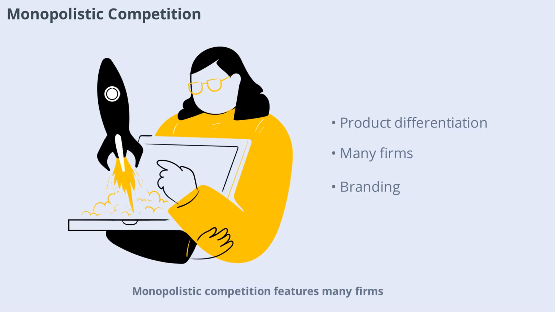Monopolistic competition features many firms selling similar but not identical products. Each firm has some control over price due to product differentiation. This structure encourages innovation and variety but also leads to higher costs from advertising and branding.